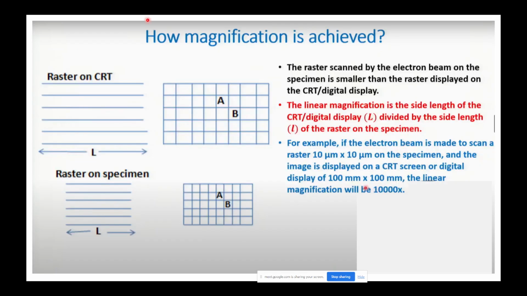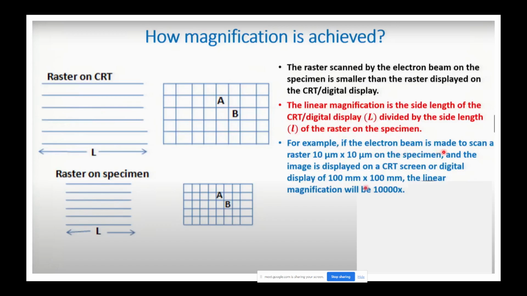So here you can see the raster scanned by the electron beam on the specimen is smaller than the raster displayed on the CRT. The area scanned by the electron beam on the specimen is very small compared to what you see in the digital display. So it gives a very good, magnified, resolved image. The linear magnification is the side length of the CRT divided by the side length of the raster on the specimen. This is giving some mathematics.